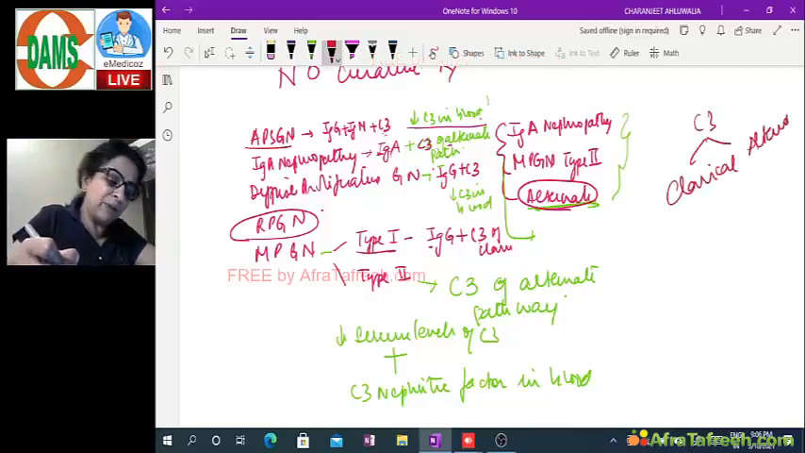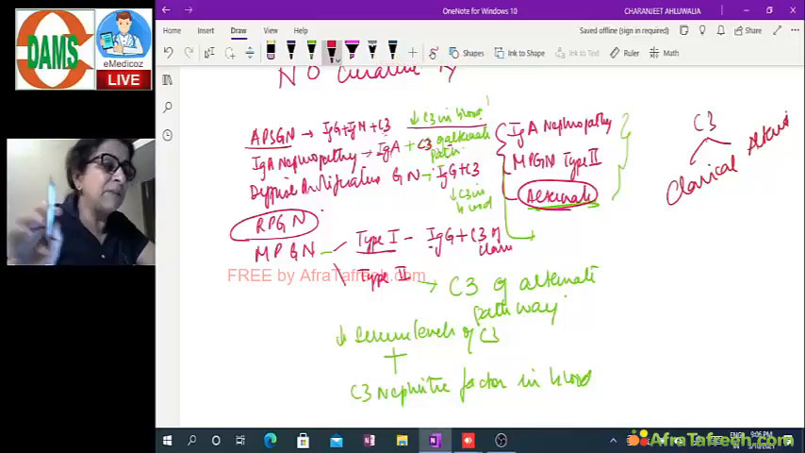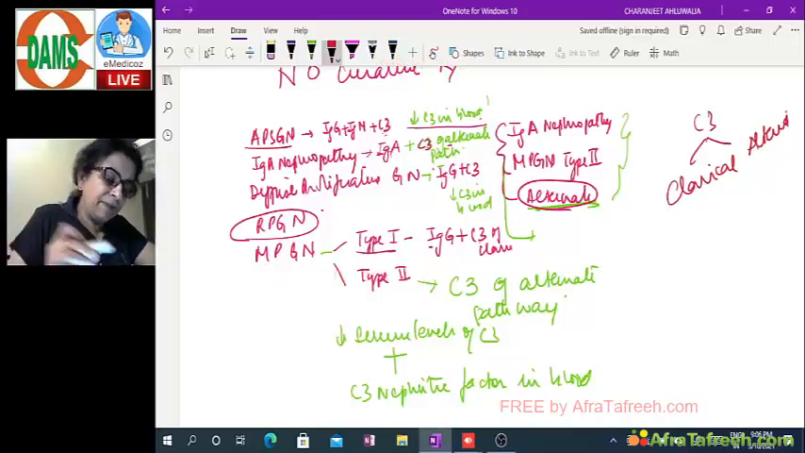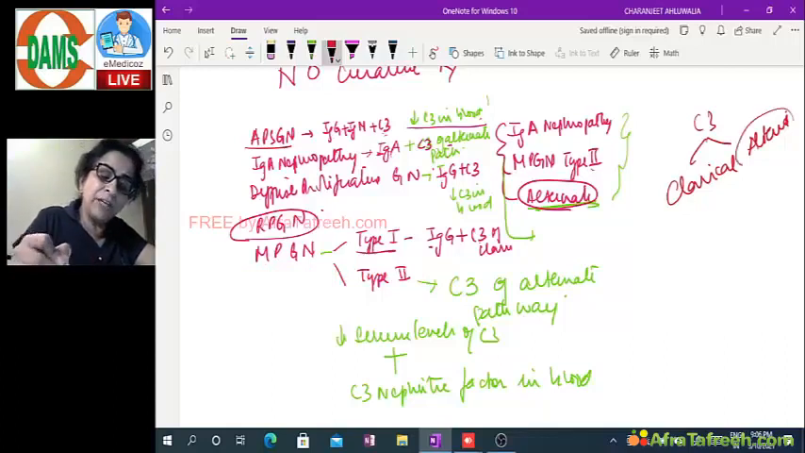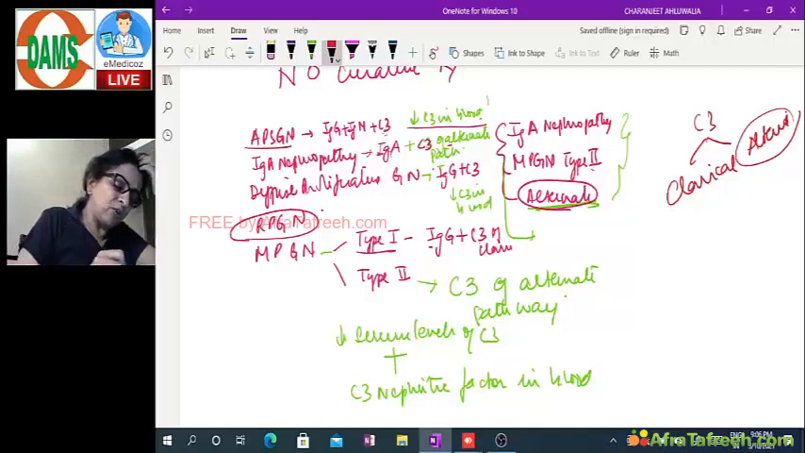from alternate pathway. In most of the diseases, C3 is coming from the classical pathway. Only in two conditions, IgA nephropathy and MPGN type 2, C3 that is getting deposited in the kidney comes from the alternate complement pathway. So in IgA nephropathy, what is deposited in the kidney is IgA antibody along with C3 of alternate complement pathway.